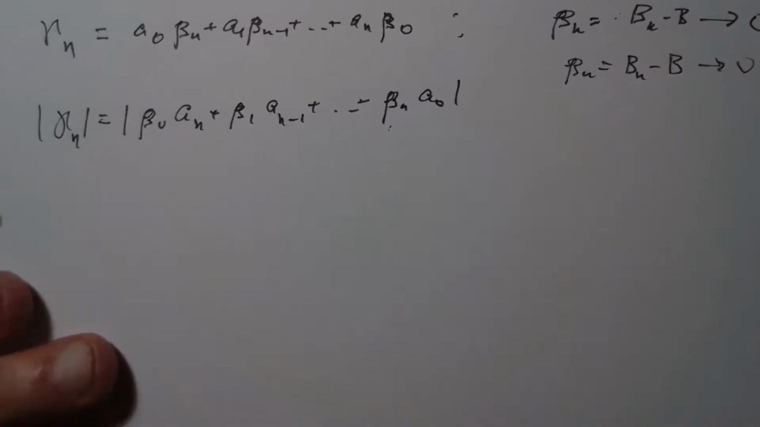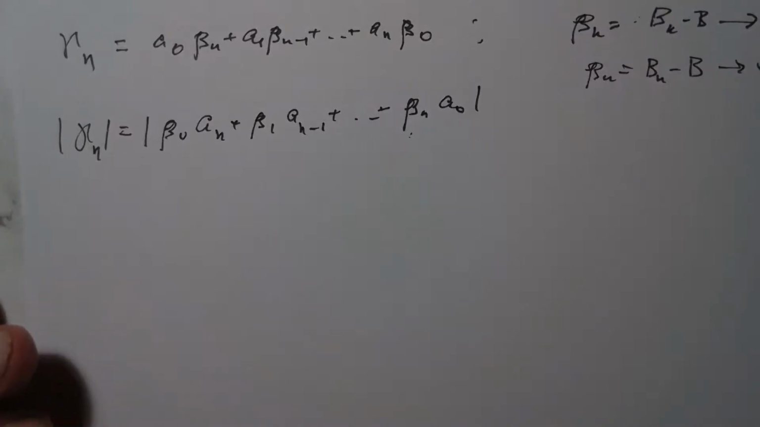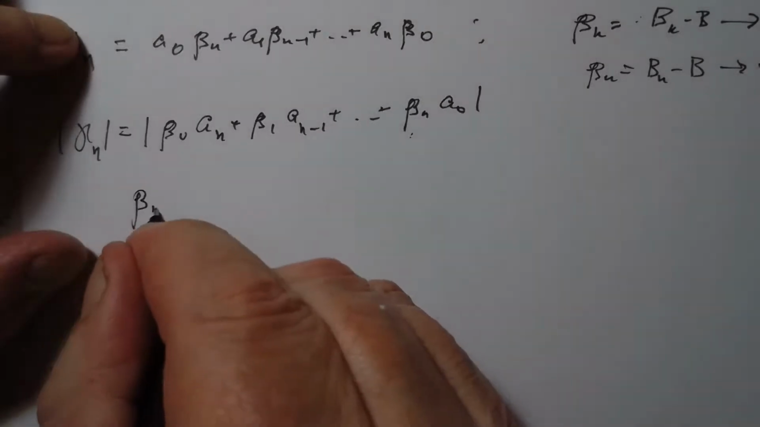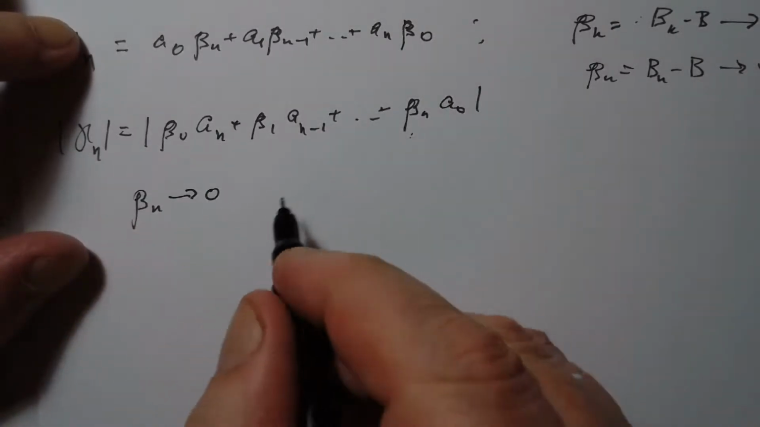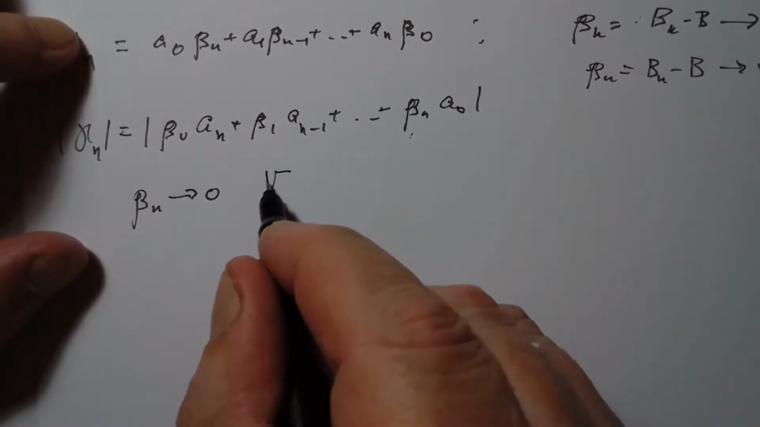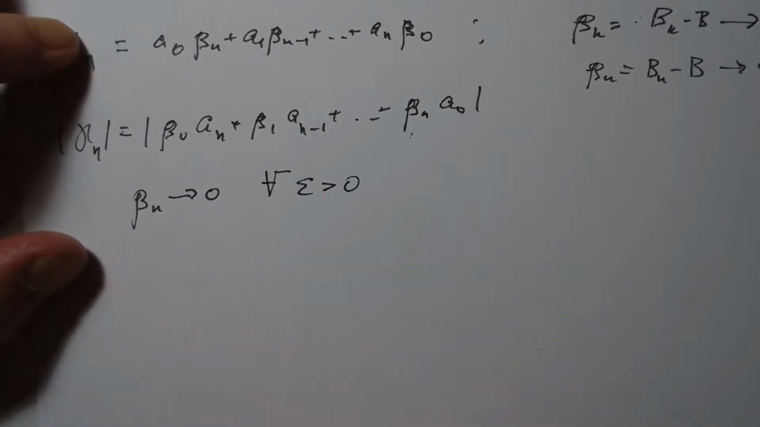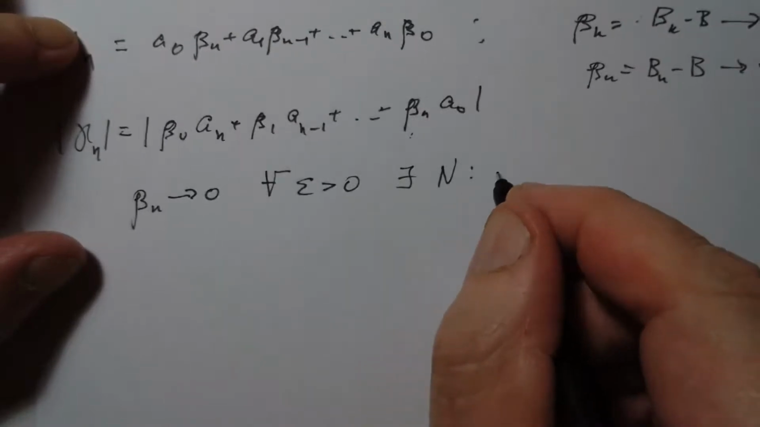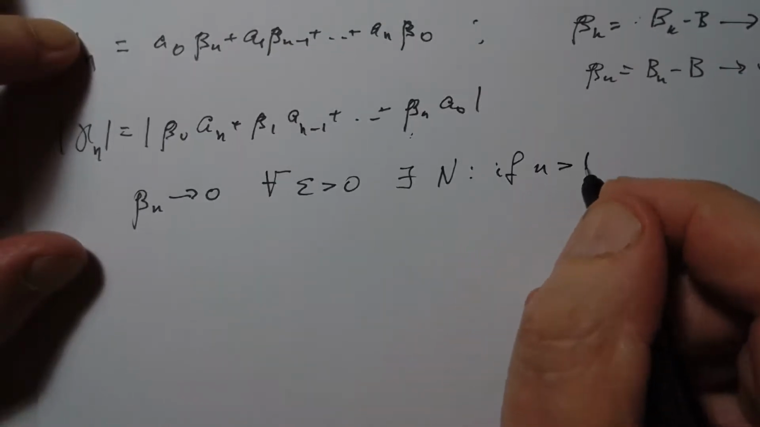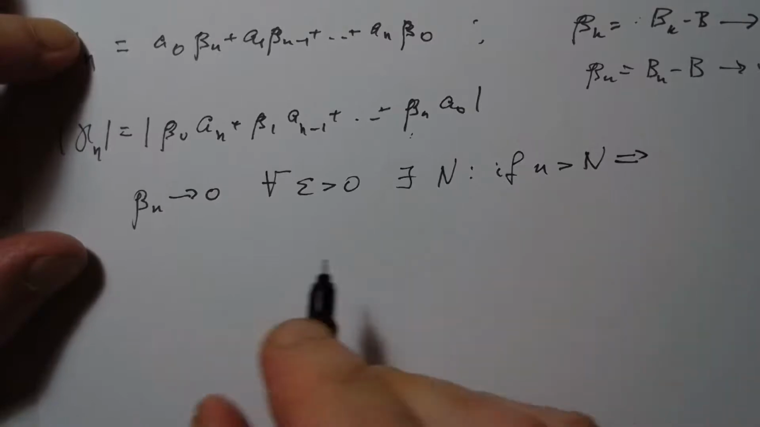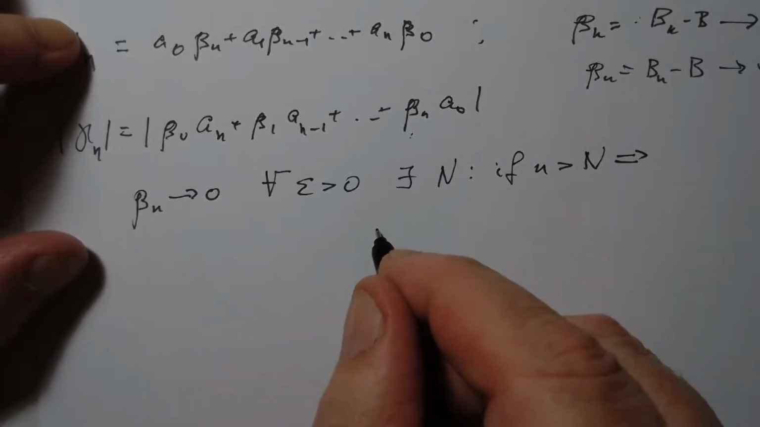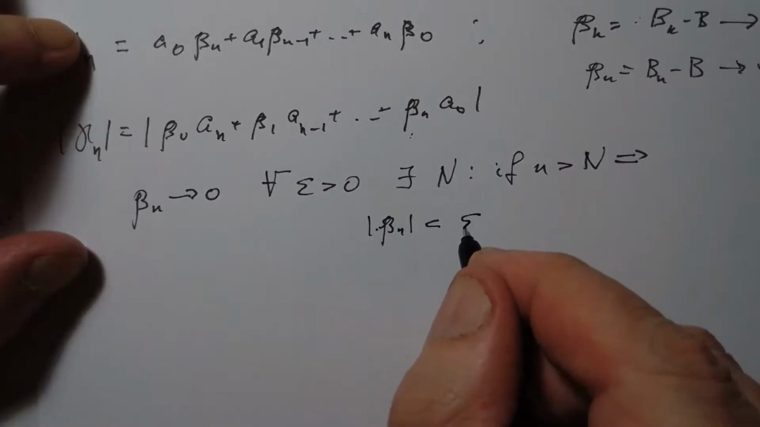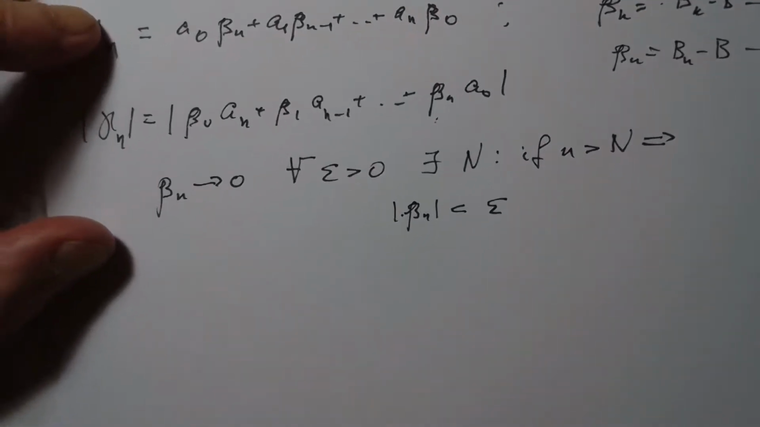And so here is the trick, and this is a very clever trick, not a difficult trick, but a clever trick. So we know that beta n converges to 0, which means that for any epsilon greater than 0, I'm going to fix an epsilon, there exists a number capital N such that if little n is greater than capital N, then beta n is less than epsilon.